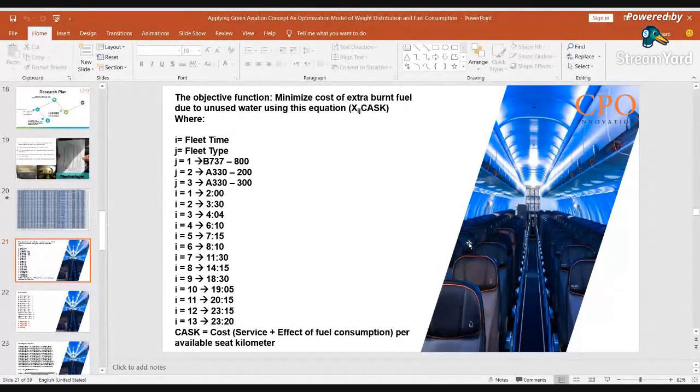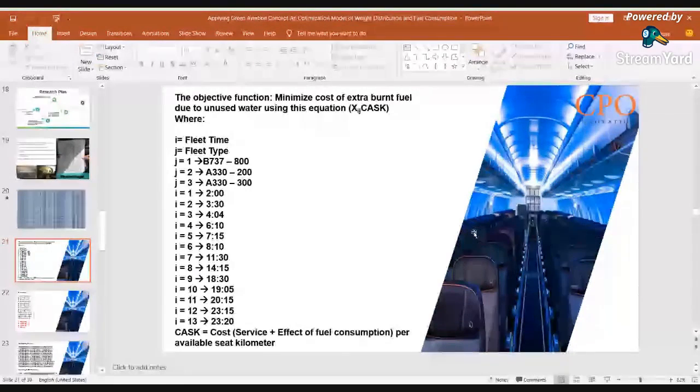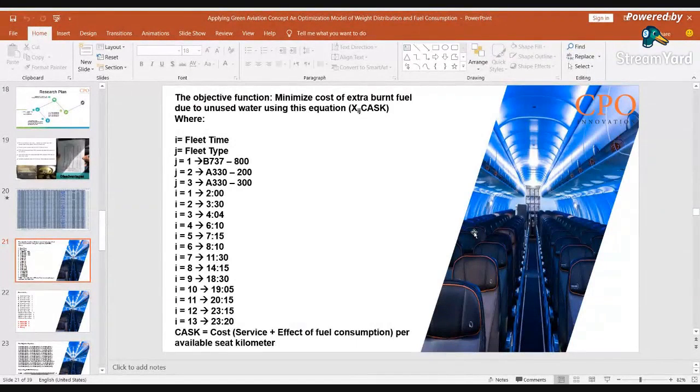Okay, sure. Our objective function was to minimize the cost of extra burned fuel. That results from the extra weight, because of the amount of unused water on the plane trip. So we created a term called X_ijk CASK. The X is the value of the cost. So the ij and the CASK are just specifications, characteristics of this cost.